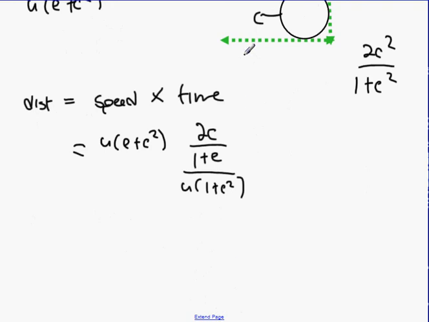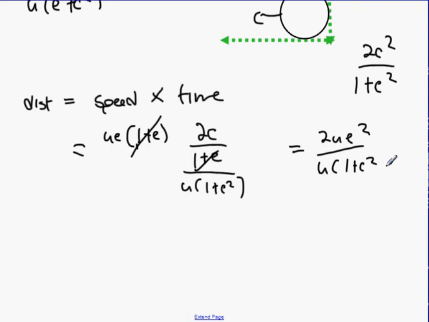So let's see how we're going to go about doing this. Now, I'm going to factorize this, and I'm going to turn that into ue into 1 plus e. The 1 plus e's will now cancel. I'm going to multiply the ue by 2e, and I'm going to get 2u squared, all being divided by u into 1 plus e squared. The u's will cancel, and I'll get 2e squared all over 1 plus e squared. And that's your answer done.